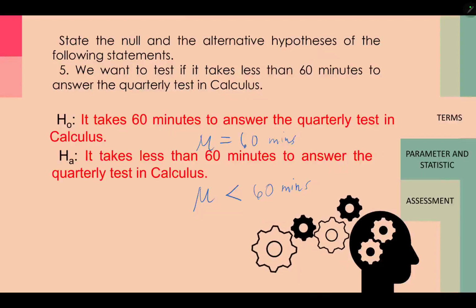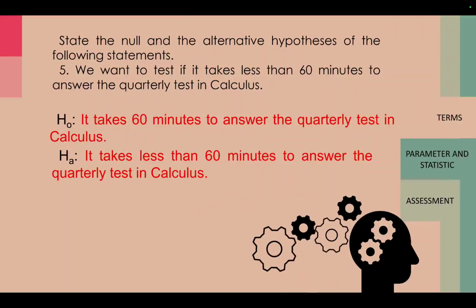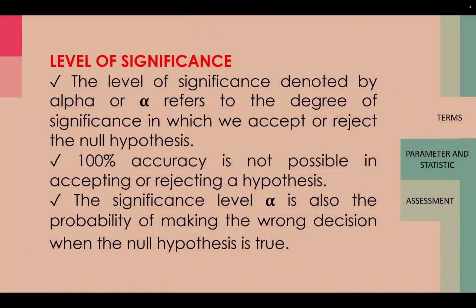So I hope the null and alternative hypotheses are now clear to you. Let's proceed with other terminologies. Next will be the level of significance. The level of significance, denoted by alpha, refers to the degree of significance at which we reject the null hypothesis.